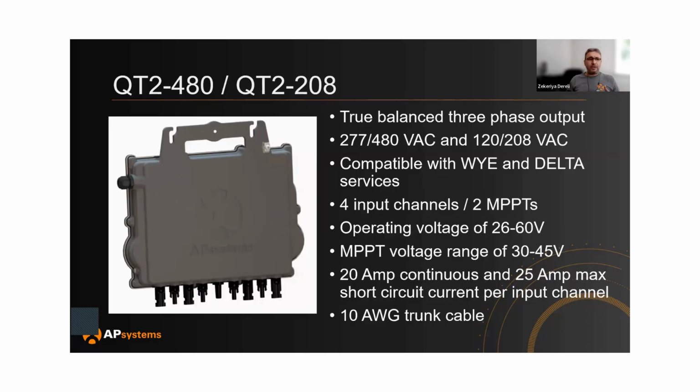Now, 20 amp continuous, if it goes above that, the inverter will clip, so that should not really be an issue. But 20 amp is your operating limit in terms of continuous operation. But you want to pay attention to the max short circuit current, obviously.